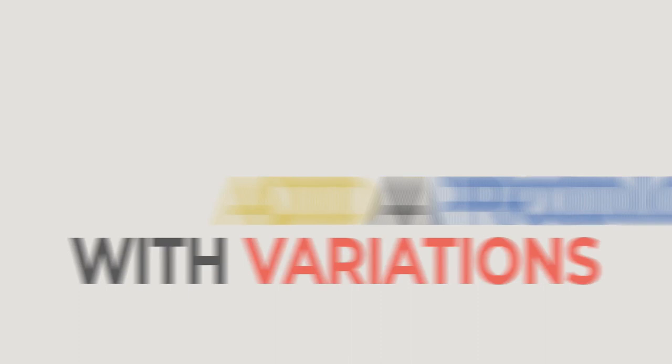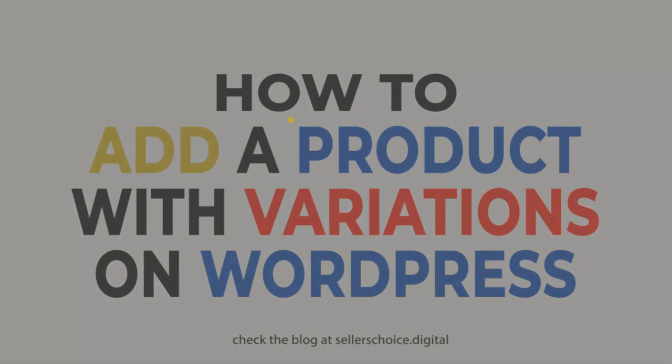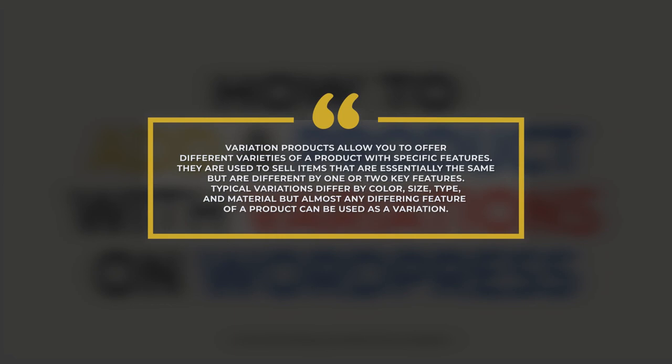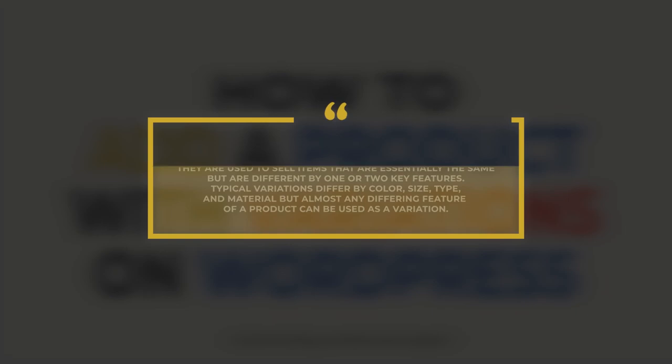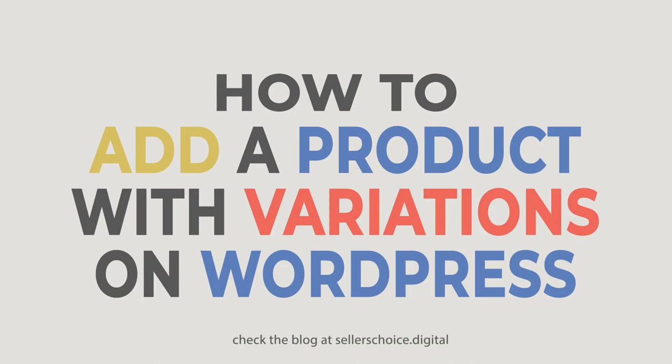In this tutorial, we will learn how to add product with variations on WordPress. Variation products allow you to offer different varieties of product with specific features. Variation products are used to sell items that are essentially the same but are different in one or two key features. Typical variations differ by color, size, type, and material, but almost any differing feature of a product can be used as a variation. With WooCommerce installed on your WordPress, you can add a product with variations easily. Let us walk you through how to do it.